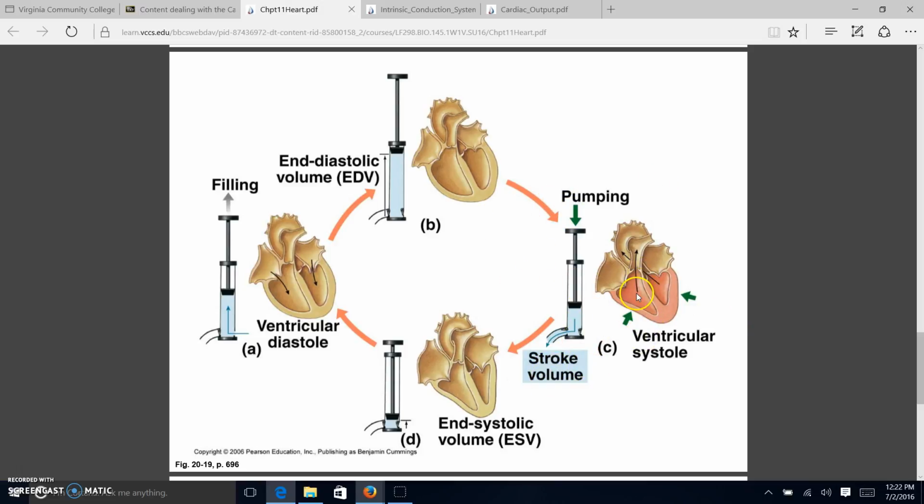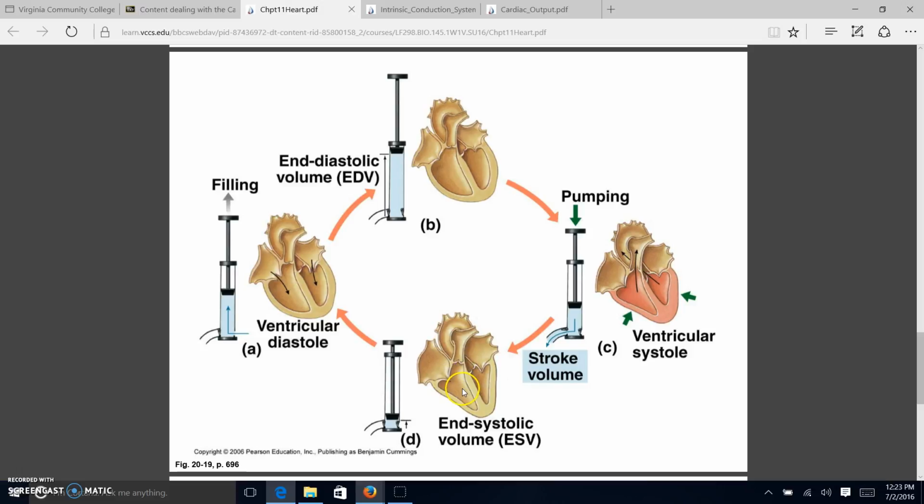Well, remember, when we squeeze blood out, we don't squeeze every drop, every milliliter of blood out, but instead some of it stays behind. So what actually stays behind and is not pumped out, we call our end systolic volume. At the end of our contraction, how much blood was left? How much blood did not get pumped out?